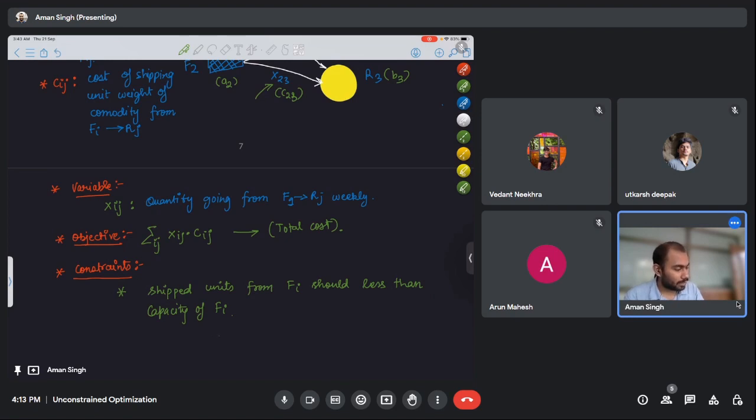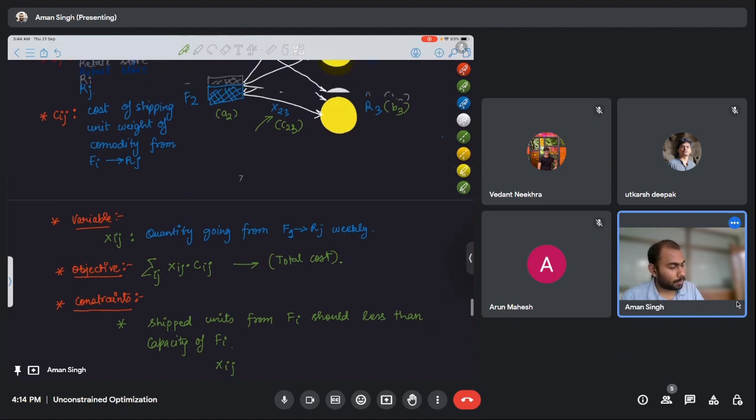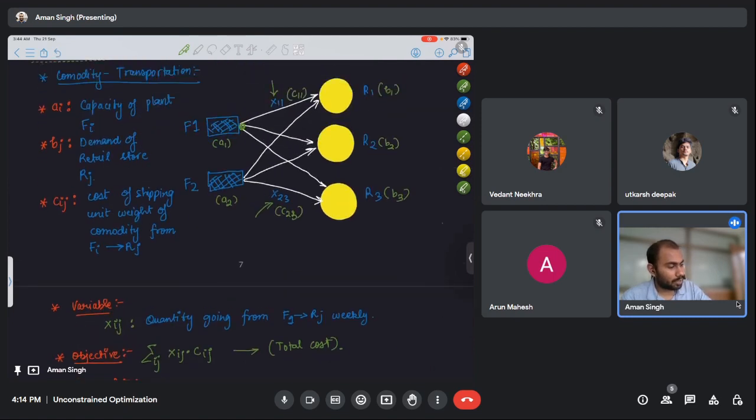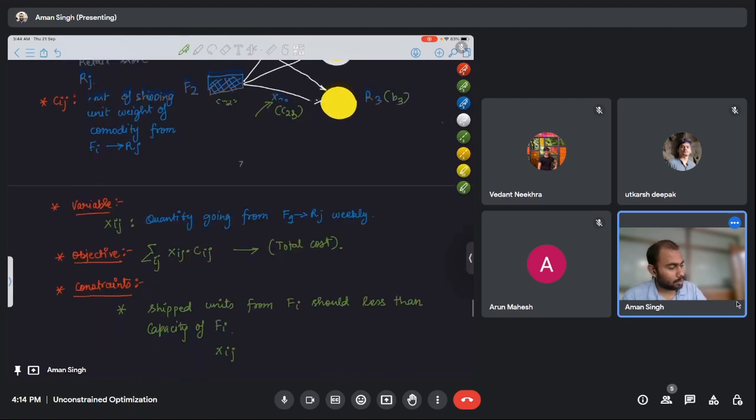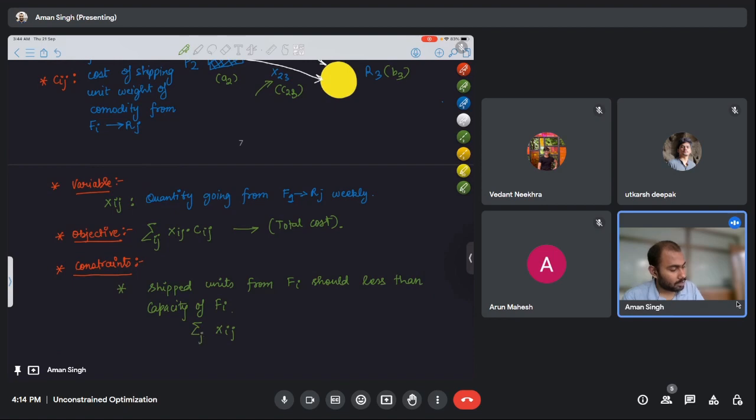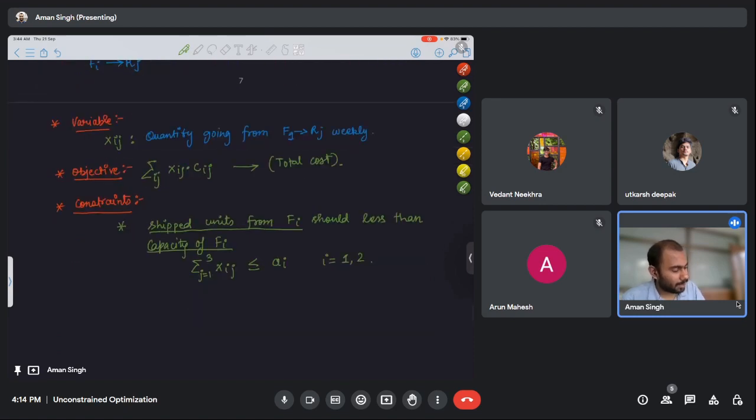If you write it in mathematical terms, let's say from i to j you are shipping xij, and if you see in the diagram, from f1 you are transporting x11, x12, x13. So basically the sum over j equal to 1 to 3 gives the shipped units from Fi, and this should be less than or equal to the capacity of Fi, with i equal to 1 and 2. This is how we write it in mathematical notation, but it is actually saying the same thing.